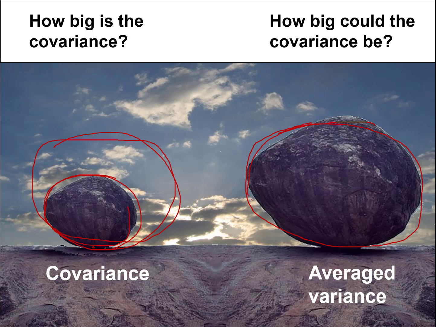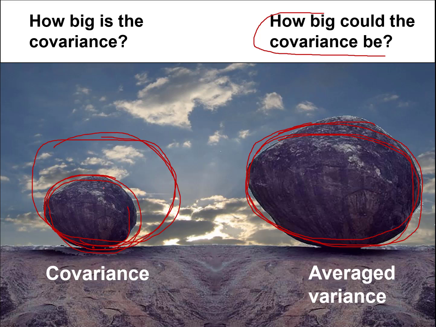So if you look at this rock on the right, how big is our averaged variance? Well, that's the biggest our covariance could possibly be. That's how big our covariance would be if we had a perfect positive correlation. So compared to how big the covariance possibly could be, how big is our covariance actually? Is it as big as it possibly could be? Is it maybe half the size it possibly could be? Maybe it's only a fourth the size it possibly could be.